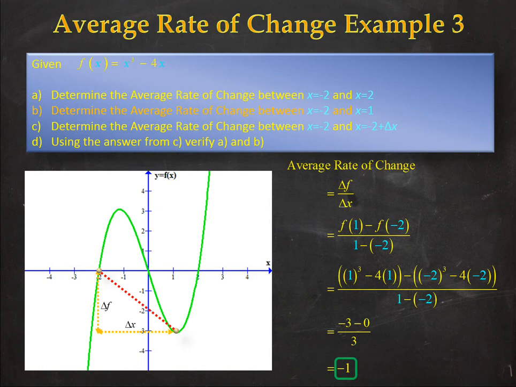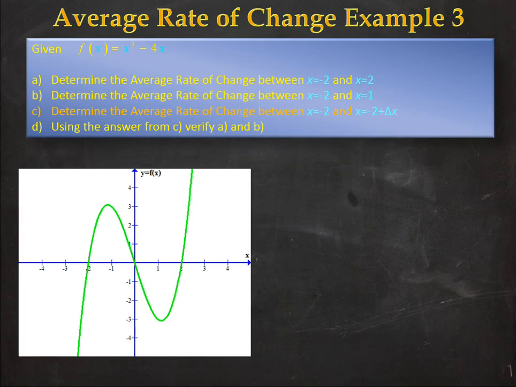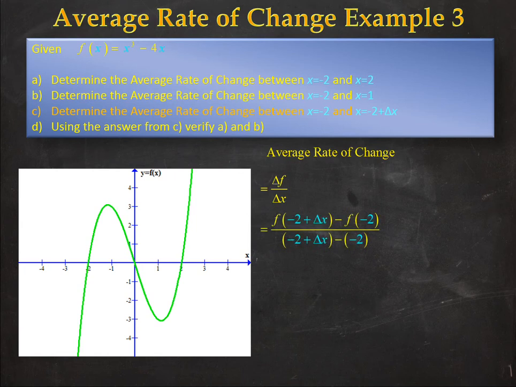Let's jump to question letter C. Now, this one is almost impossible to draw. Yeah, we can draw the first point, but there's no way I can draw the second point because I don't know what delta x is. It's a variable. So we'll fall back on our algebra. Algebra will always take us to our answer. So average rate of change, delta f over delta x. I'll substitute in my final point, minus 2 plus delta x, and my initial point at minus 2.